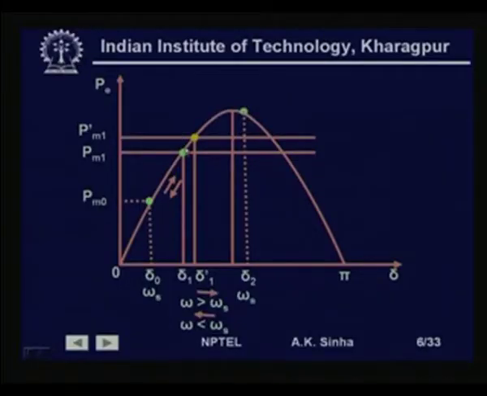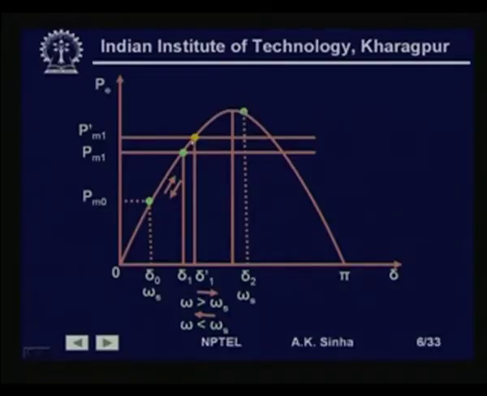Now, as soon as this happens, what happens? The electrical output will now be more than the mechanical input Pm1. So, as soon as we go beyond this point, the electrical output is more than the mechanical input. So, what is going to happen to the rotating system? Output is more, input is less.